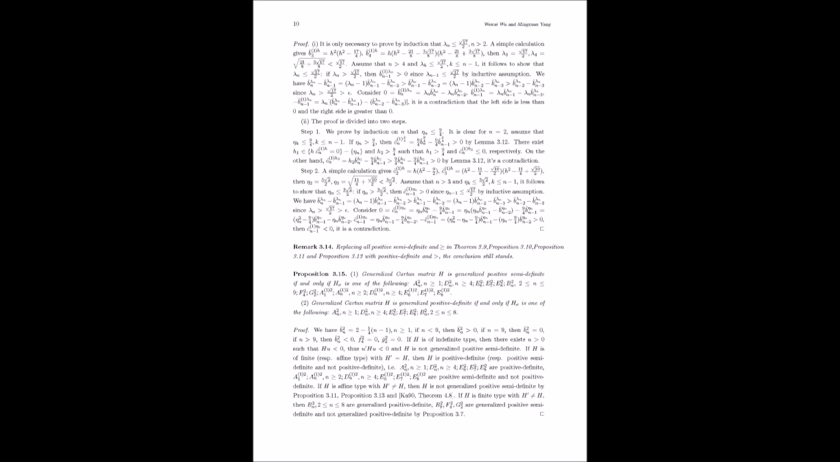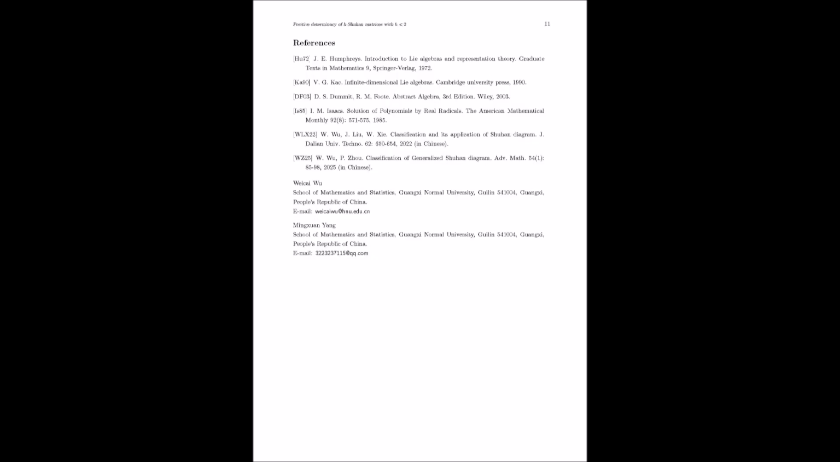But the paper doesn't just explore individual matrix types, does it? It seems to culminate in this classification theorem. Could you tell us more about that? Absolutely. The classification theorem, stated as Theorem 3.9 in the paper, is the grand finale of their investigation. It provides a comprehensive set of necessary and sufficient conditions for an h-Shuhan matrix to be positive semi-definite, virtually positive semi-definite, or generalized positive semi-definite. Think of it as a master key that unlocks the secrets of these matrices, revealing their hidden properties.